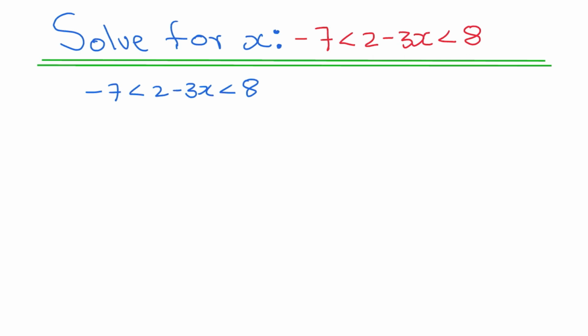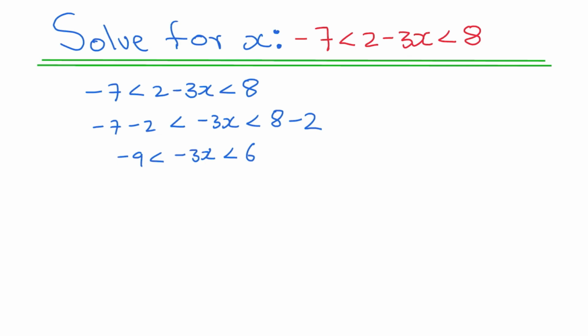So I'm going to have -7 minus 2 is less than, in here I'm left with -3x, then less than 8 minus 2. You see, when I transpose it to both sides of the inequality signs, it changes from positive to negative, and it's minus on all sides. So I'll be left with -7 minus 2 which is -9, less than -3x, less than 8 minus 2 which is 6, right?